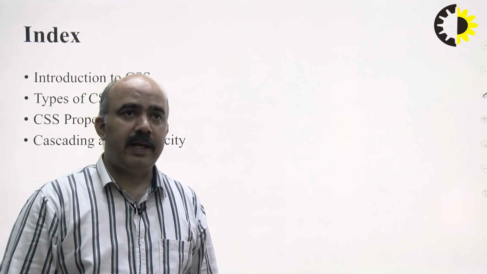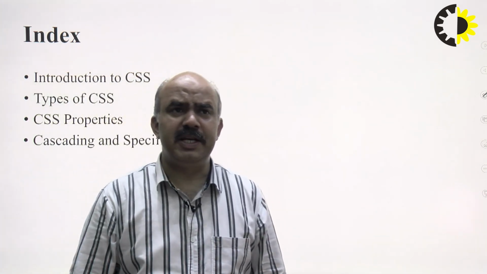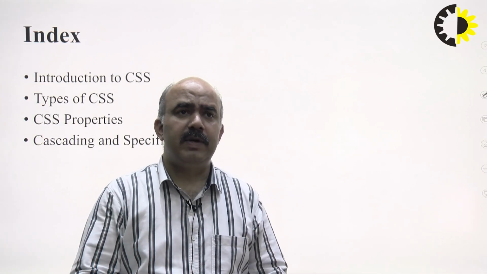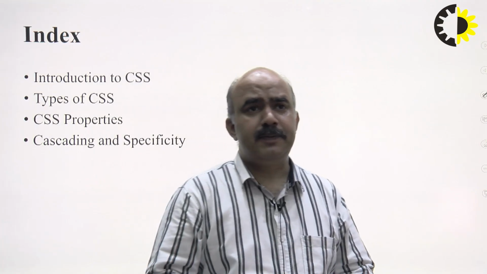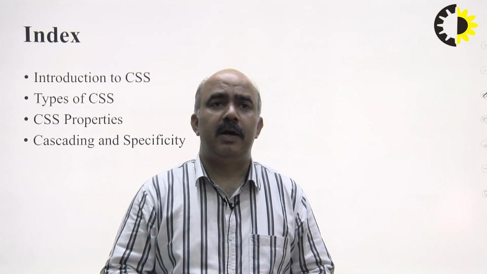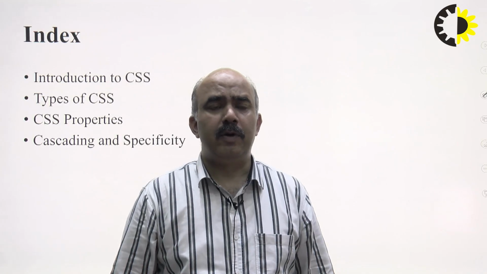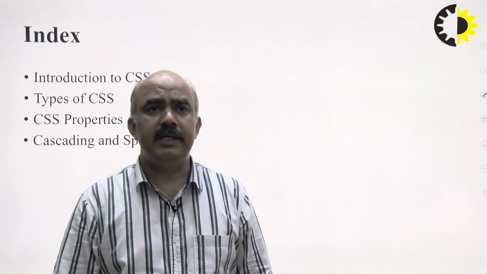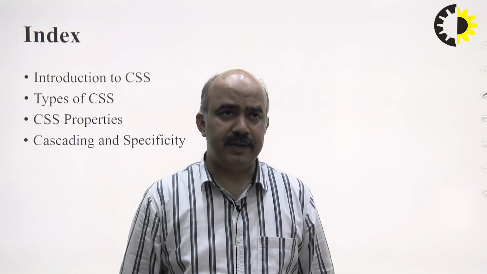So this is the outline of my presentation. What is the introduction to CSS, types of CSS, what the CSS properties are, and how cascading and specificity are used when we have to apply CSS on one element, and how they will behave.